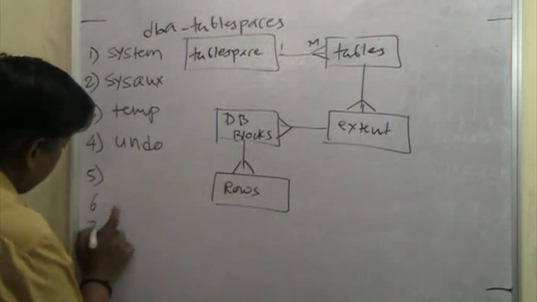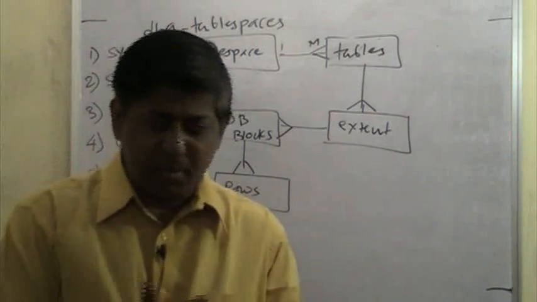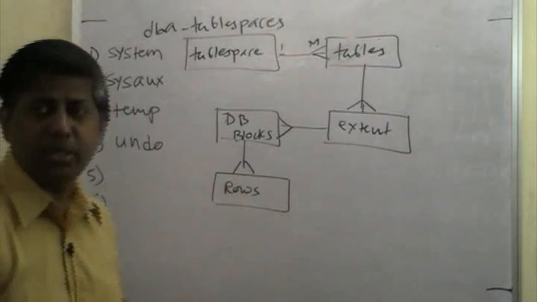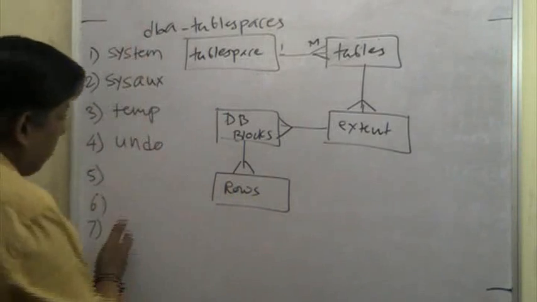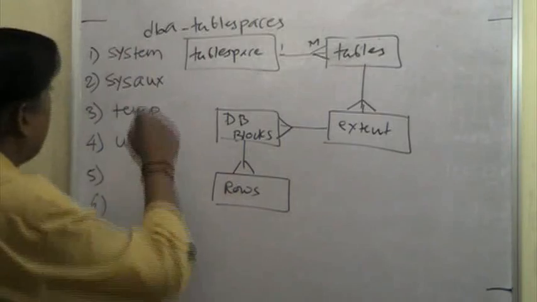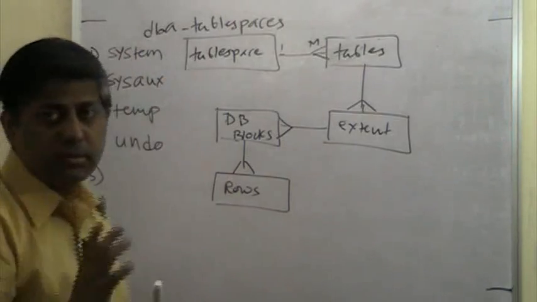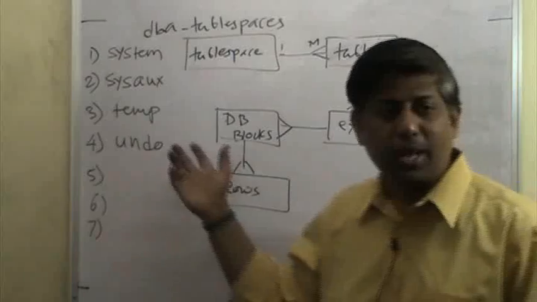So you can have 6, 7, you can have as many table spaces as you like. There is obviously a top limit on that, which is very high, 32,000 something. We will never reach that limit probably. But there could be multiple table spaces in one database. And these four are definitely going to be there in all of your production databases.